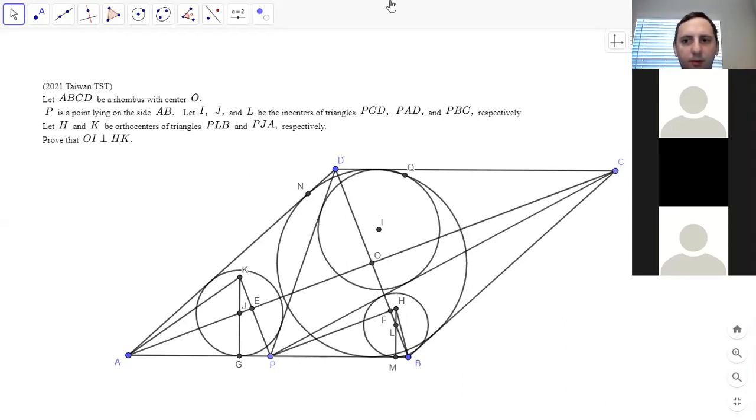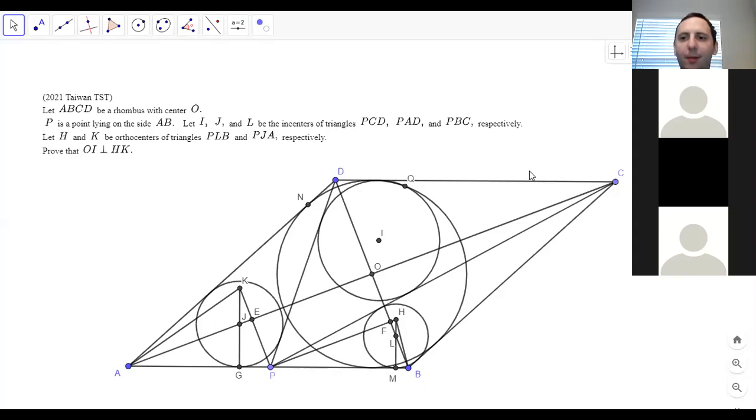Check the chat. Yeah, I was thinking about Monge's theorem. But the thing is, I think Monge's theorem would be kind of trivial. These three circles all have AB as a common tangent, so that makes it less useful. But I don't know, maybe there's a different way to use it.